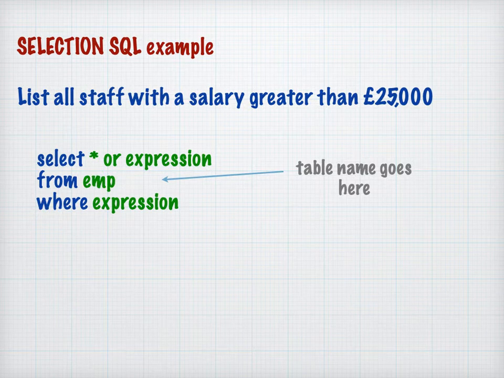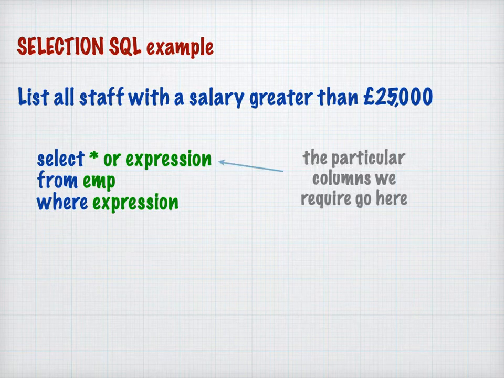Now, which particular columns are we interested in? Those go up there on that first line. And in this instance, we're just going to use a star because we're just going to show all the information, all the particular columns.